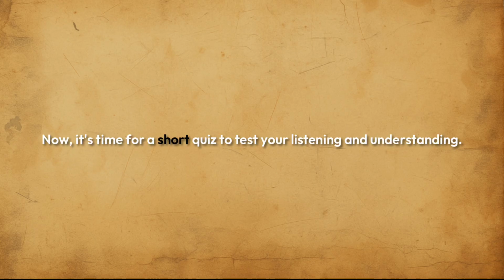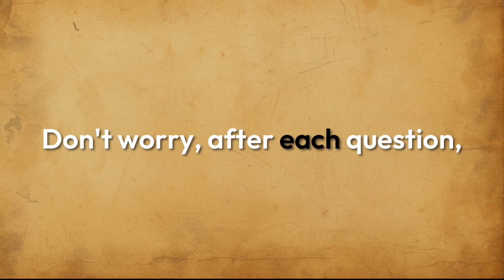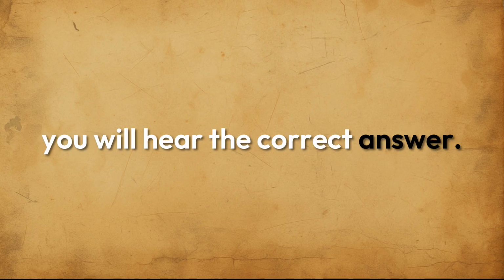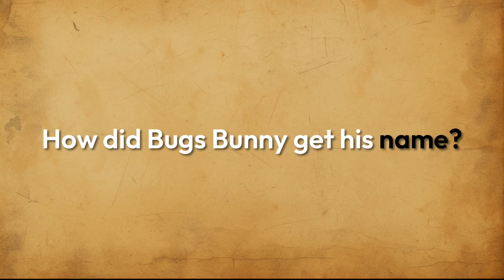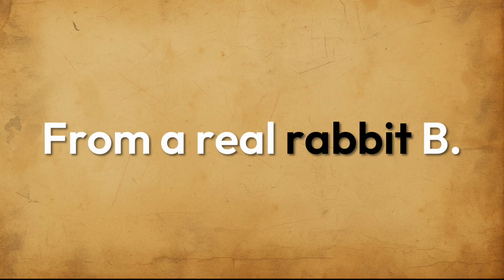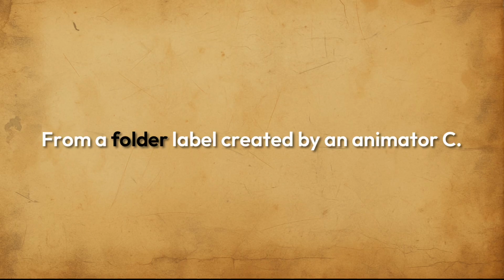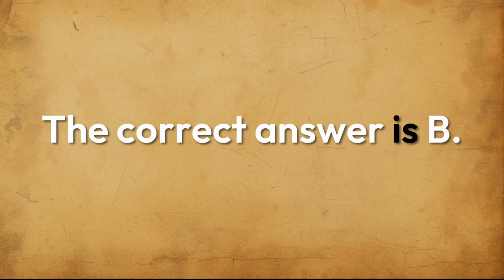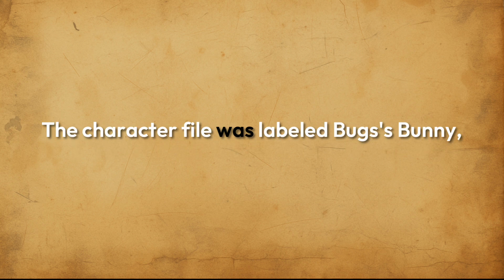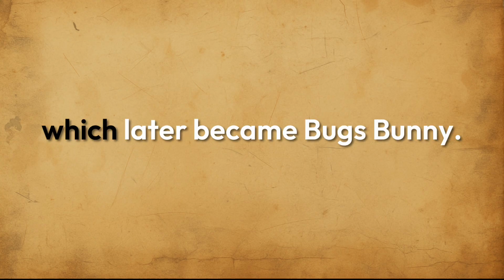Now it's time for a short quiz to test your listening and understanding. Don't worry, after each question, you will hear the correct answer. Quiz time begins now. Question 1. How did Bugs Bunny get his name? A. From a real rabbit. B. From a folder label created by an animator. C. From a fan contest. The correct answer is B. The character file was labeled Bugs's Bunny, which later became Bugs Bunny.